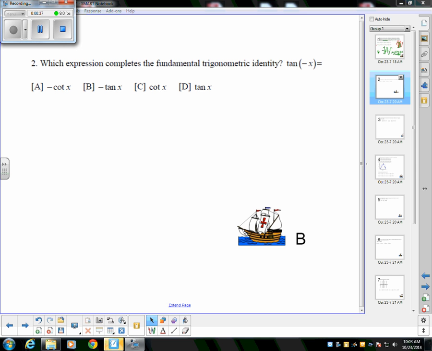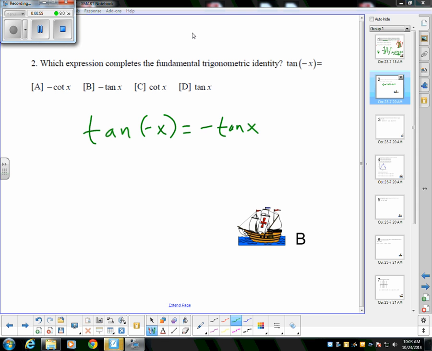And if you happen to have your trig identities written in front of you, which you won't, but if you did, then it's obvious that's an even-odd identity, isn't it? It says the tangent of negative x is the negative of the tangent of x. It is. So B is the correct answer there.